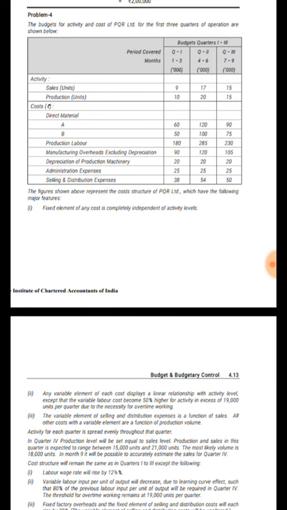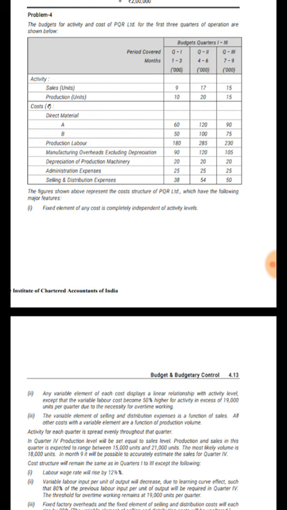Then production labor: it is 180, 285, 230. If we do 180 divided by 10,000 units, it will come to 18 rupees. But if we do 285 divided by 20, it won't come to 18; something else will come. It means it is semi variable. So we have to find out how much of that semi variable is variable and how much is fixed. So what we will do is take quarter number 1 and quarter number 3, not quarter number 2.